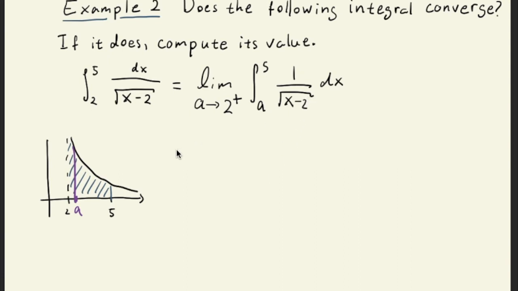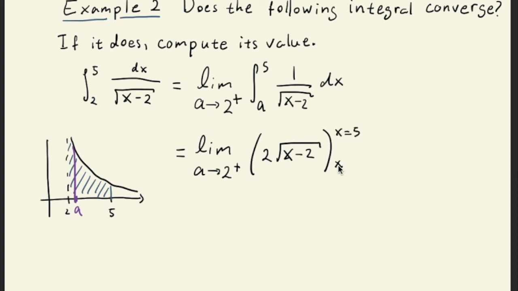Now, you can compute the antiderivative of this function, limit as a approaches 2 from the right. The antiderivative of this function is what? This is the power 1/2. If you add 1 to negative 1/2, it will be 1/2. So it will be 2 times square root of x minus 2, evaluated from x equals 2 to x equals 5.